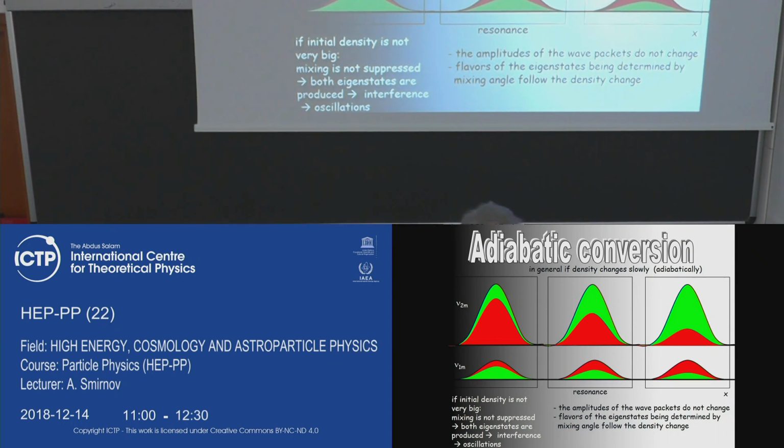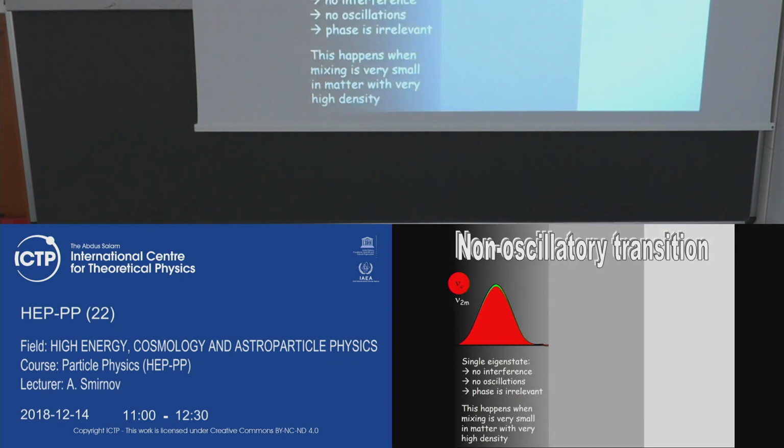In vacuum, they are mass states. In matter, there are different eigenstates. So what happens is the size of these wave packets doesn't change. However, colors change, and colors mean a mixture of electron and muon. For instance, the upper wave packet is mostly electron neutrino with some admixture of muon and tau. And when density changes, the flavor of the eigenstate changes. So this is what is called adiabatic conversion.